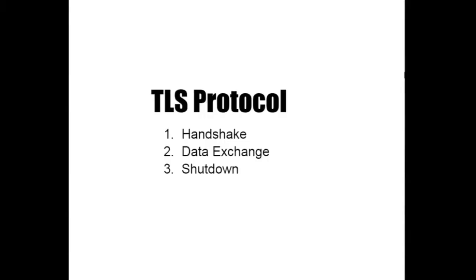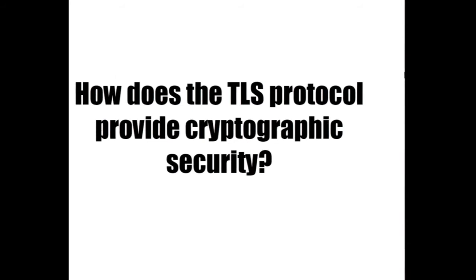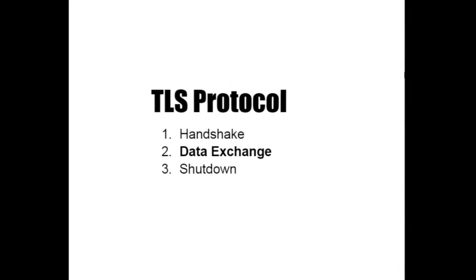So now we're back to TLS. What is the TLS protocol? These are the three basic steps of the TLS protocol: 1 is the handshake, 2 is the data exchange, and 3 is the shutdown. So how does this protocol actually provide us security? How is this protocol, the handshake and so forth, providing confidentiality, authenticity, and integrity? Throughout the talk, the plan is to build up why these three steps exist and how they are providing those three aspects of secure communications.